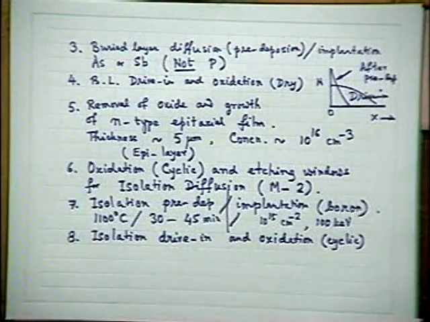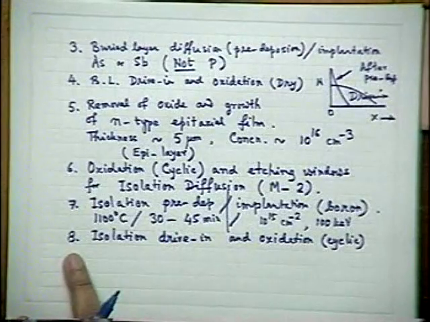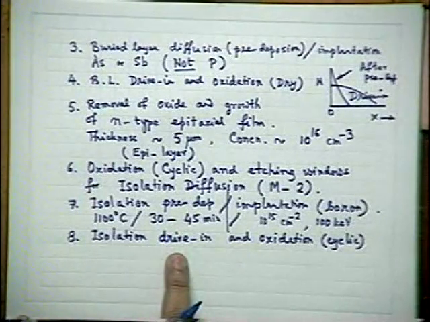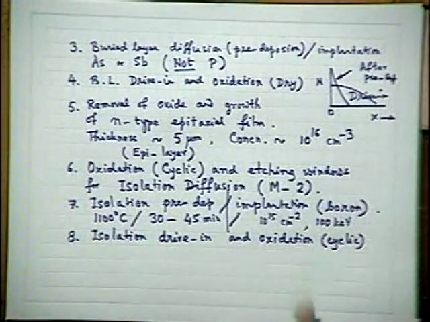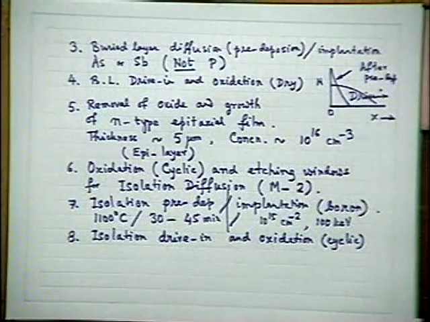This drive-in and oxidation are not separate steps, they are the same step. That's why I have written 8 number. Automatically during drive-in, oxidation is carried out. So oxidation takes place and drive-in diffusion takes place simultaneously. Why oxidation during drive-in? Otherwise impurities escape. A lot of impurities escape from the surface. So to prevent that, we oxidize.